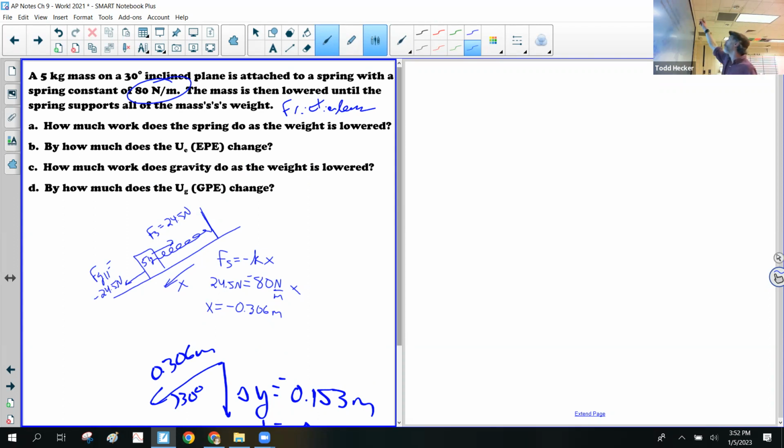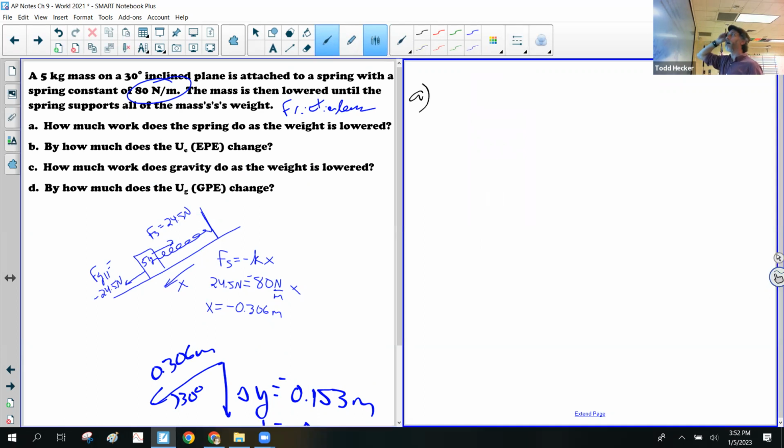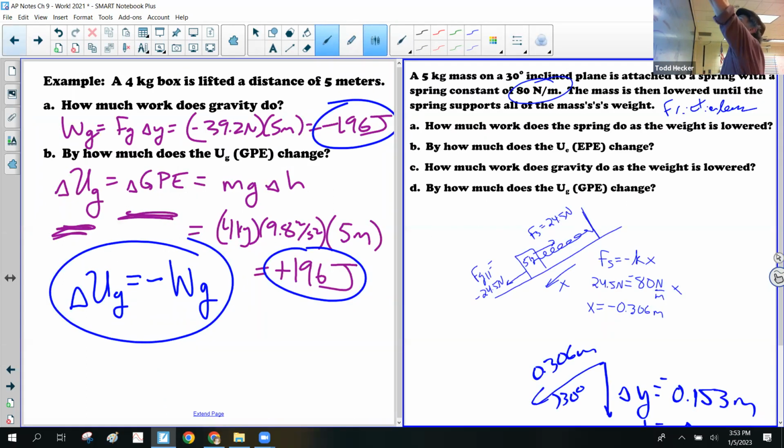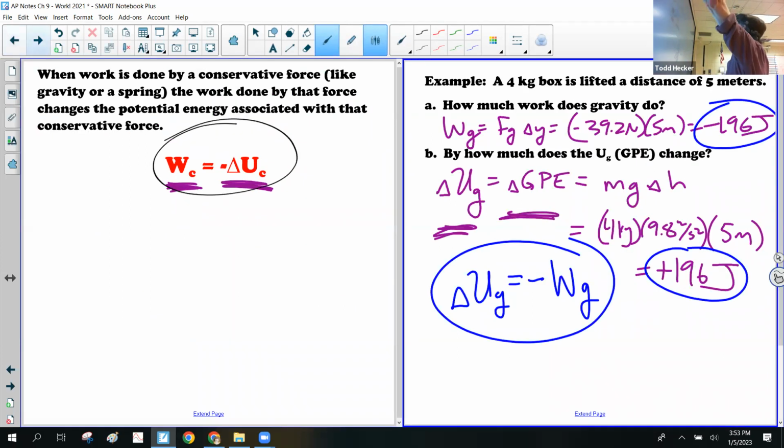Sorry, here we go. So part A. How much work does the spring do as the weight is lowered? I'm going to calculate this without making any assumptions. I'm basically verifying this result. Okay, so I'm going to calculate the work done by the spring using what we know.